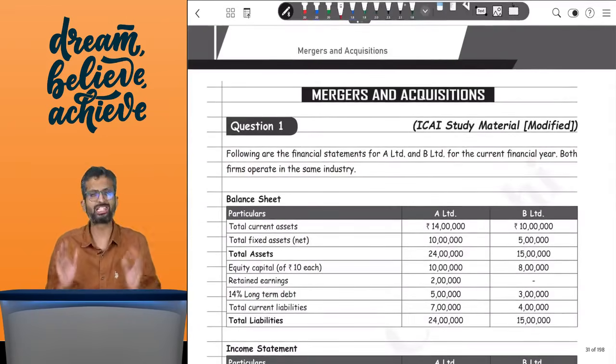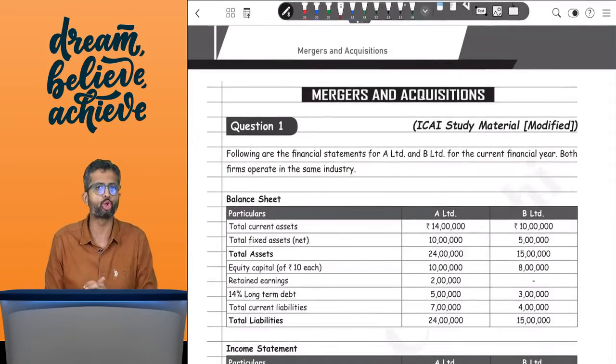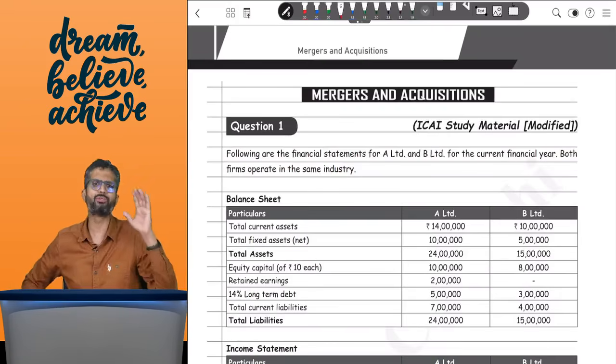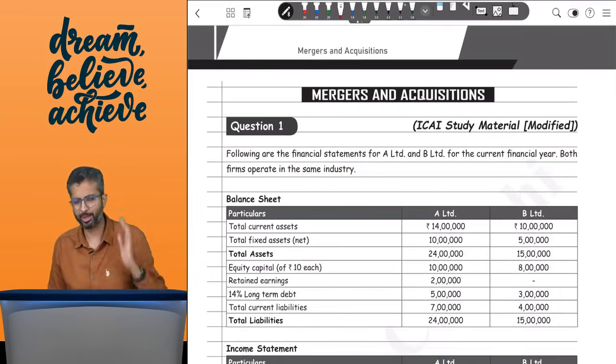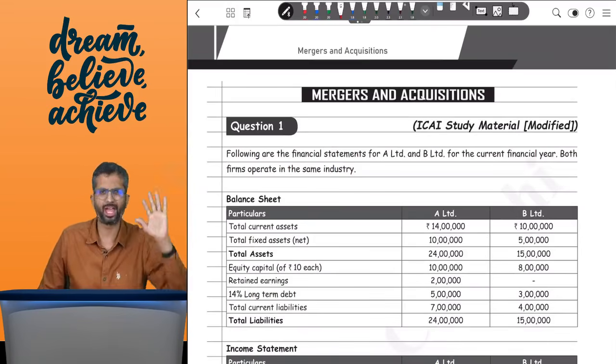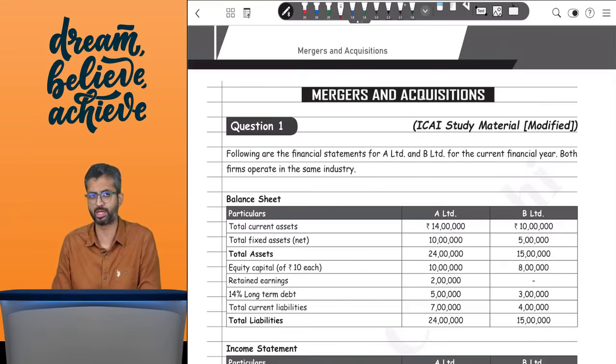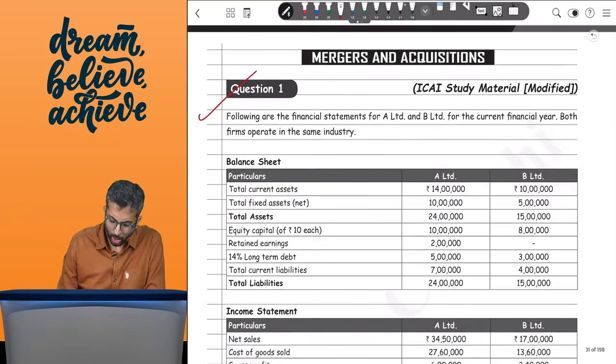We have close to 10 problems covering all of these aspects. So let's go through each of these problems, where all of these areas, different growth rates, the P/E multiple approach, swap ratio, everything gets covered in those 10 important questions in your Super 90 file. So chalo, let's start. Question number 1.